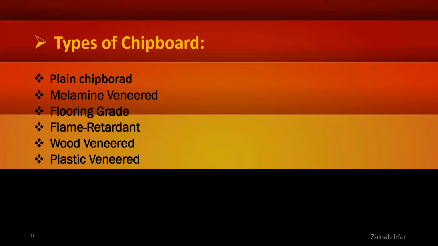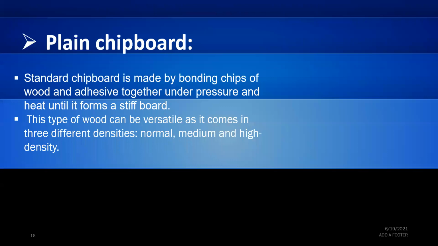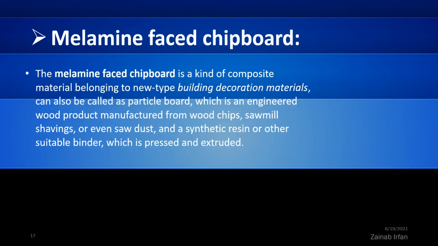So here are the types of chipboard. First one is plain chipboard, melamine veneered, flooring grade, flame retardant, wood veneered, and plastic grade. So first one is plain chipboard. A standardized chipboard is made by bonding chips of wood and adhesive together under pressure and heat until it forms a solid chipboard. This type of wood can be versatile, as it comes in three different densities: normal, medium, and high density.